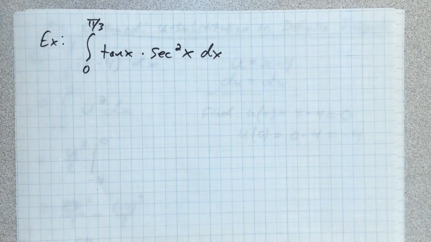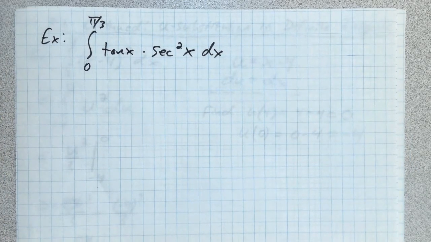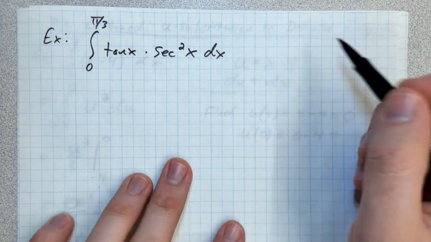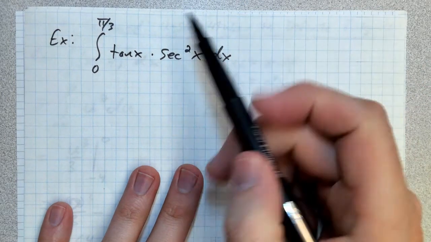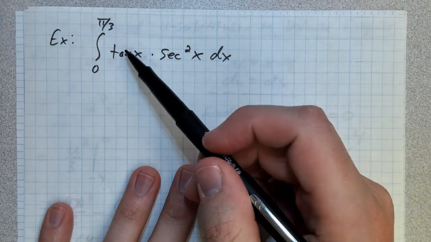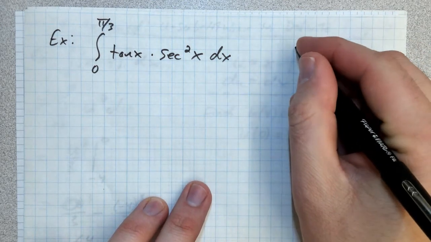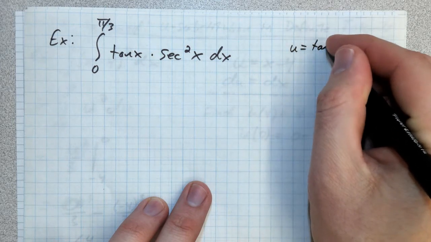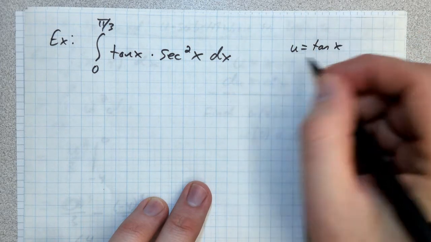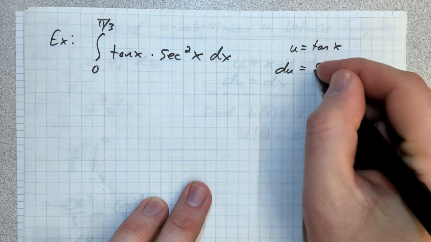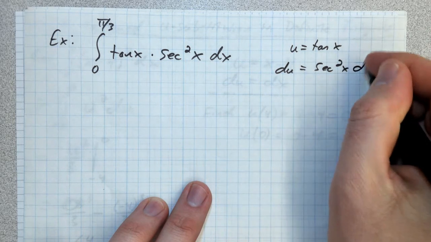Now, it turns out on this one you've actually got some options for what to pick for u, but I'm just going to pick the one that I think is the clearest. And that is to pick tangent as u, because the derivative of tangent is secant squared. All right, so I'll pick u as tangent of x. And then when I derive this, I'll get du is equal to secant squared x dx.